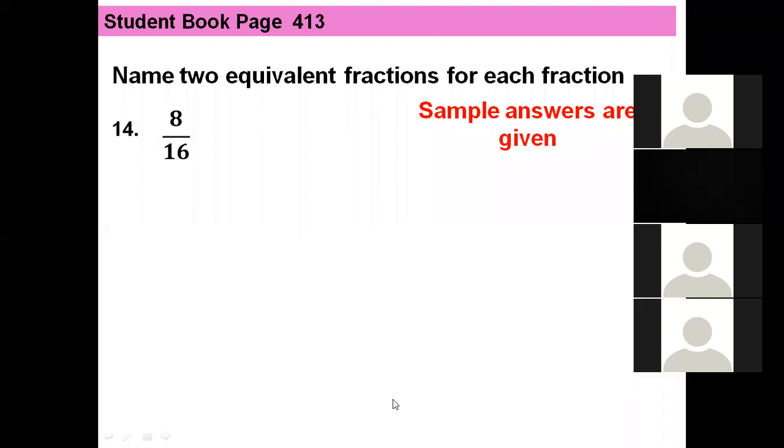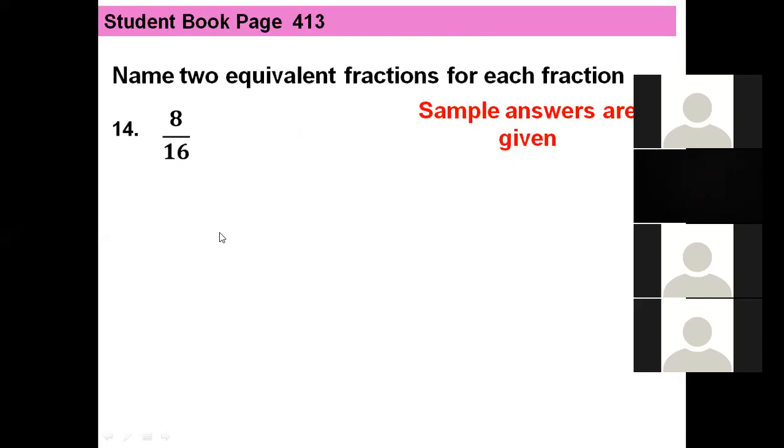I want another one to give me the answer of the next one. Yes, Asad. Can your teacher do that for me? 8 out of 16. Hello, teacher. Can you give me an equivalent fraction?